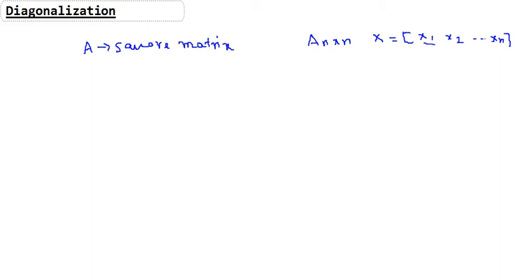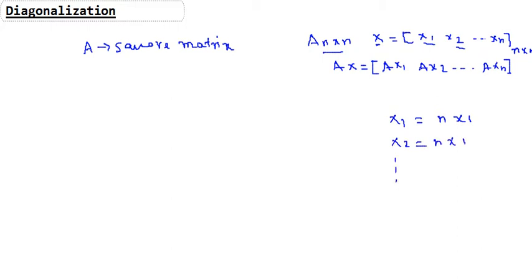Suppose we have a matrix A that is a square matrix, an n by n matrix, and we have x with a similar form, with columns x1, x2, up to xn, so it is again an n by n matrix. So Ax can be written as Ax1, A into x2, and in this way up to Axn. You can write this for any n by n matrix where x is again an n by n matrix with columns x1, x2, up to xn, and x1 is an n by 1 matrix. So x1 is an n by 1 matrix, x2 is again an n by 1 matrix, and in this way xn is again an n by 1 matrix. So we can write in this way.